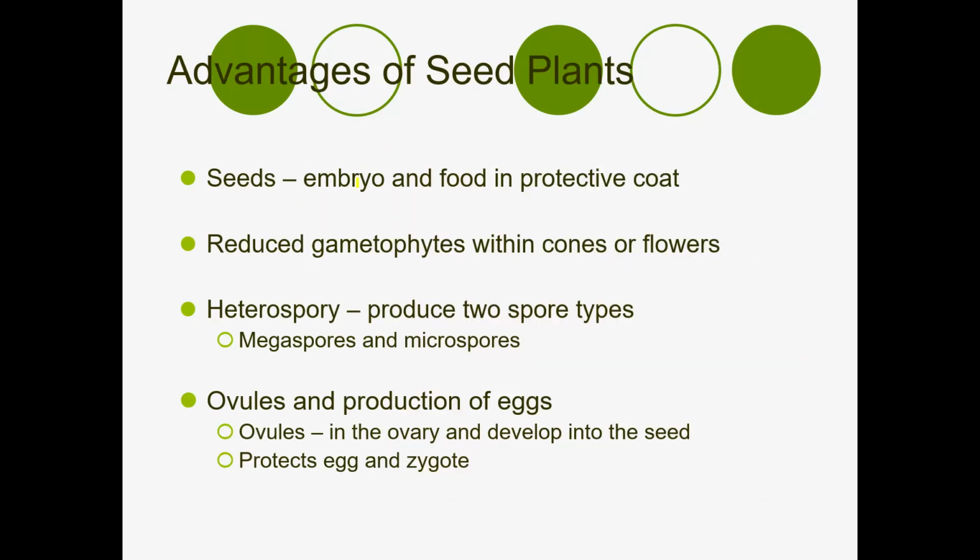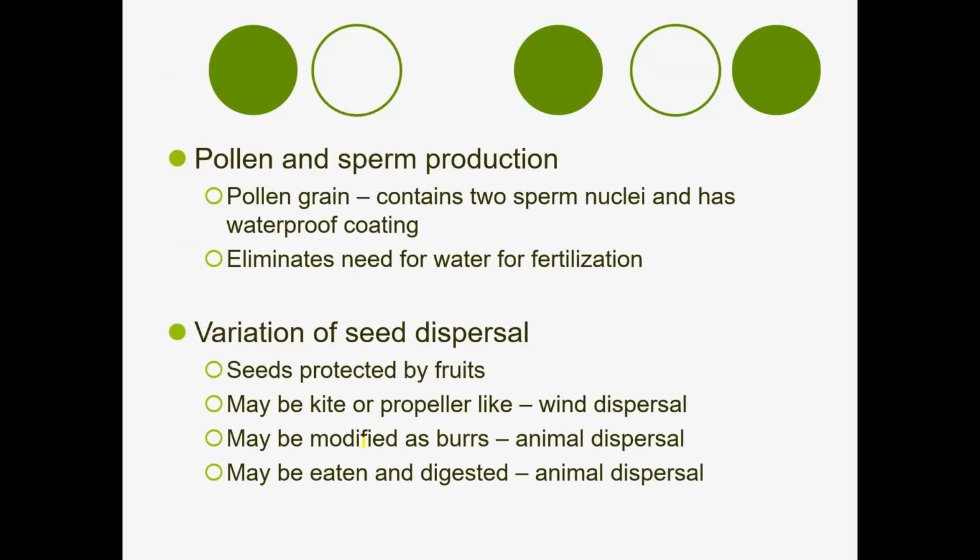So some of the advantages of the seed plants, and seed plants are your gymnosperms and angiosperms. So the seed is a protected embryo, and in that seed is food for that embryo. Their gametophytes are usually hidden within a protective structure like cones or flowers, which means it protects the formation of those gametes. They produce the two spores, the female and the male. They have ovules, which are going to become the seed and protect. And then they have the fruits, which are also going to protect if it's an angiosperm.